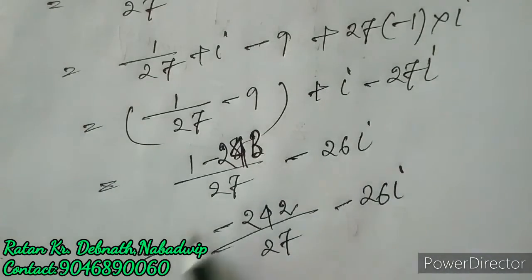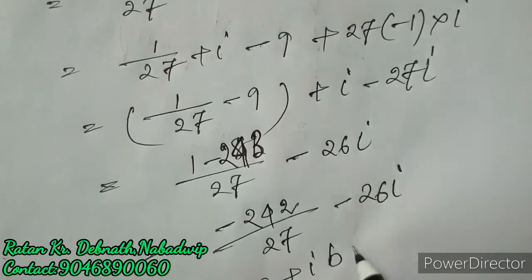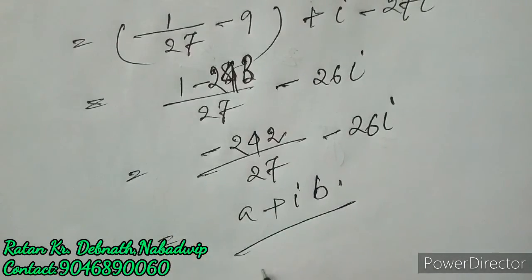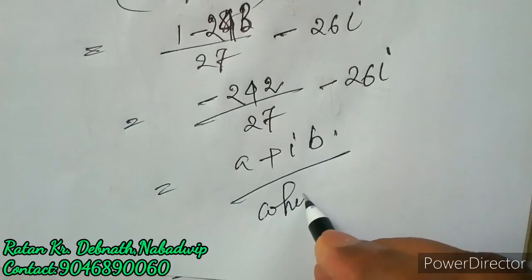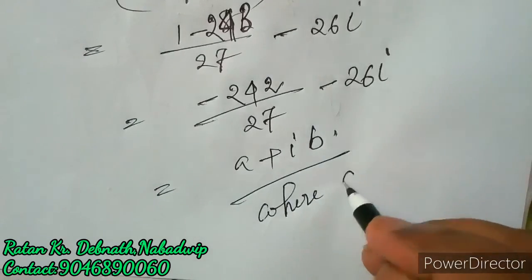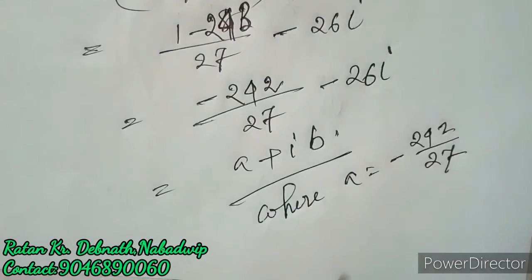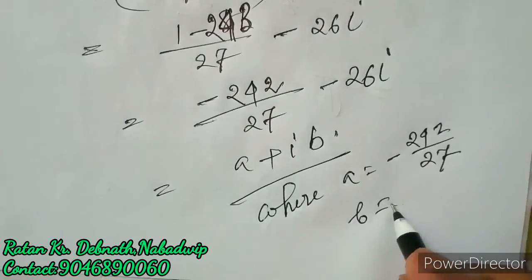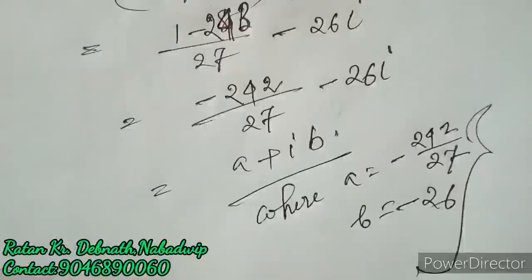And this is in a plus ib form, a plus ib, where a equals minus 242 by 27 and b equals minus 26. No more today. I wish you all the best.